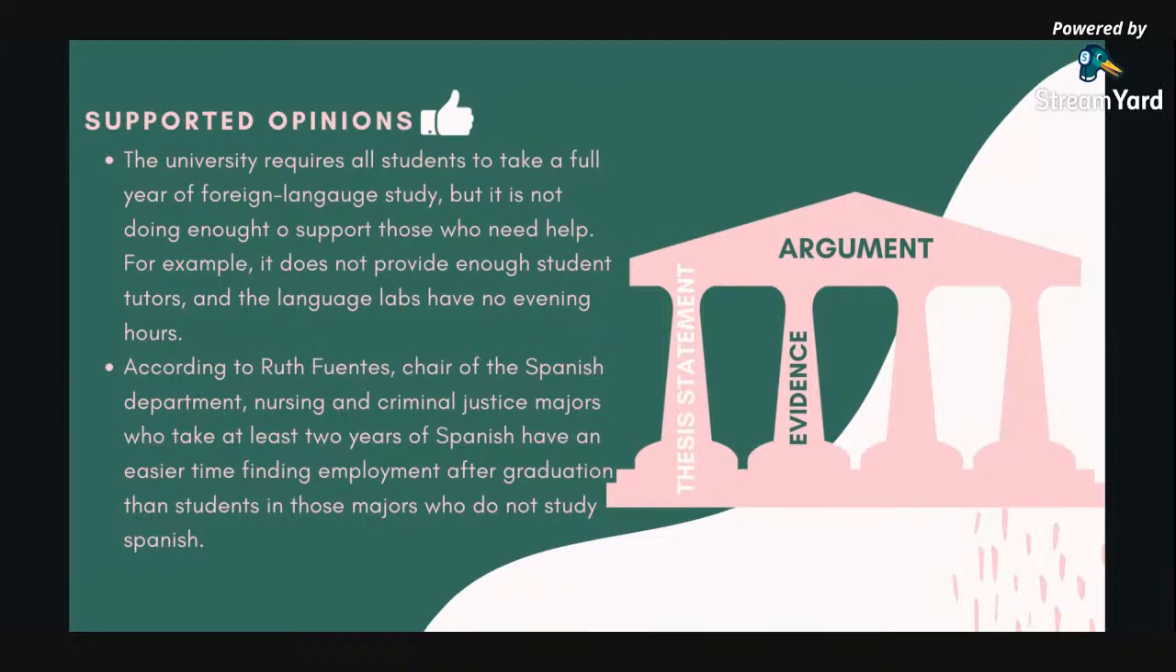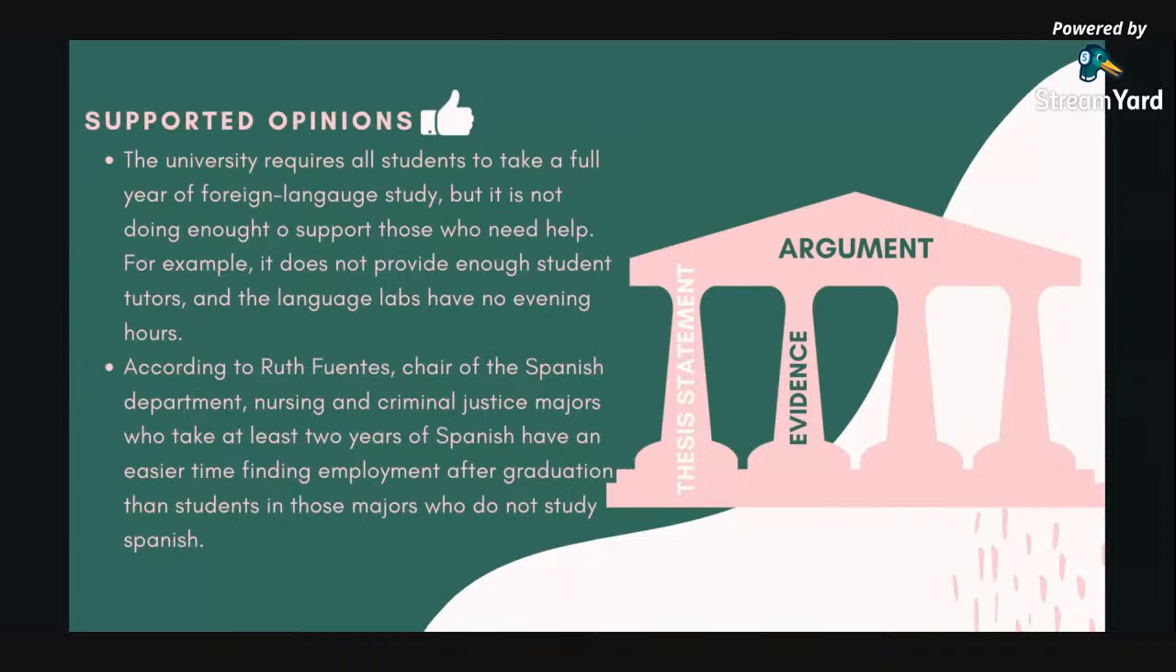So the first example, the university requires all students to take a full year of foreign language study, but it is not doing enough to support those who need help. For example, it does not provide enough student tutors and the language labs have no evening hours. So you have the person's opinion presented, then you have evidence to back it up.